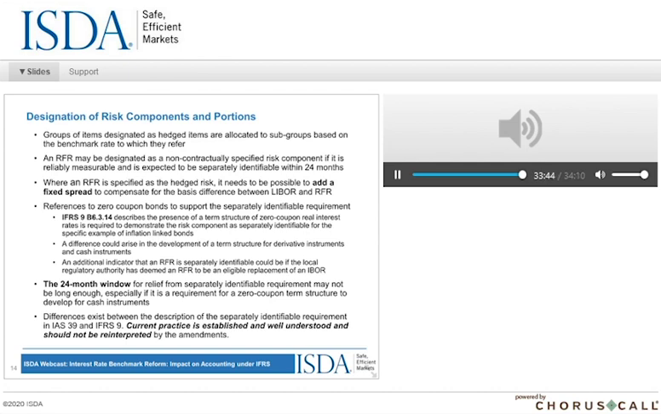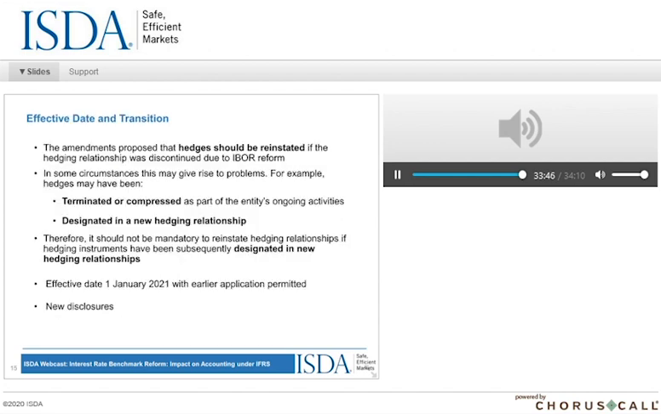Moving on to the next slide, number 15, on effective date and transition. The amendments proposed that hedges should be reinstated if the hedging relationship was discontinued due to IBOR reform. ISDA's members identified that in some circumstances, this may give rise to problems. For example, hedges may have been terminated or compressed as part of the entity's ongoing activities, or they may have been designated in a new hedging relationship.